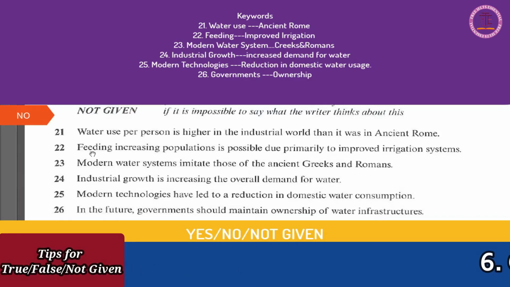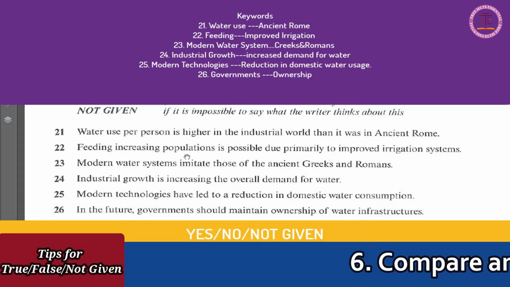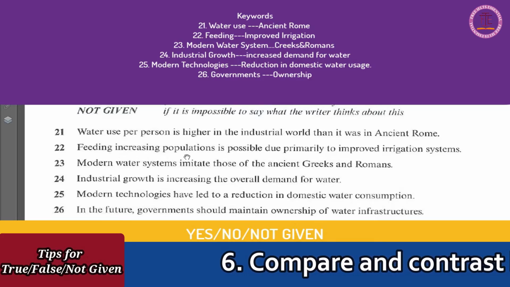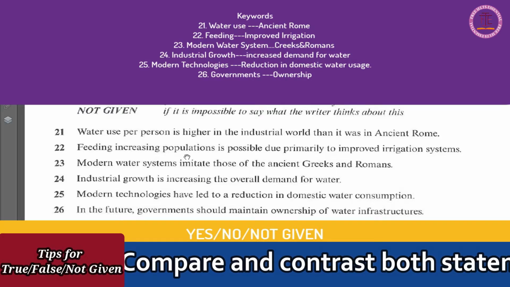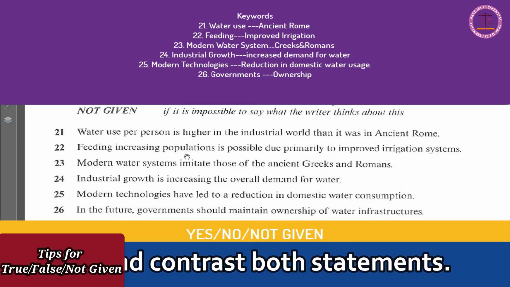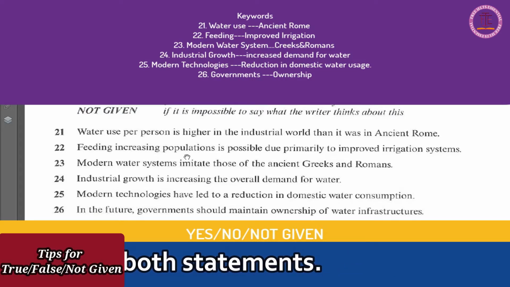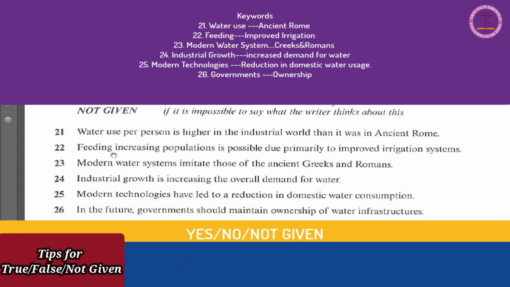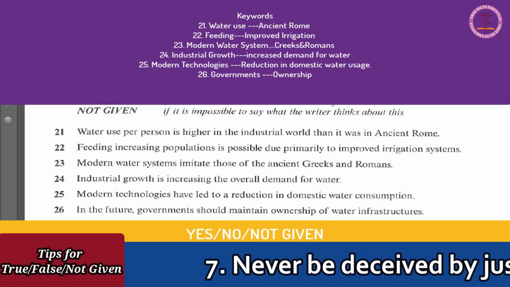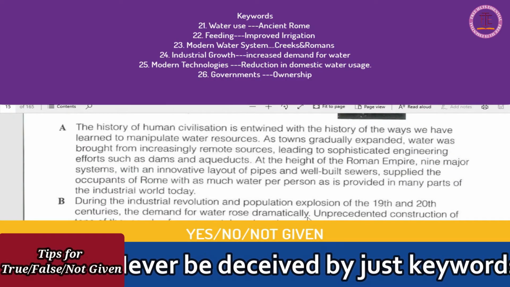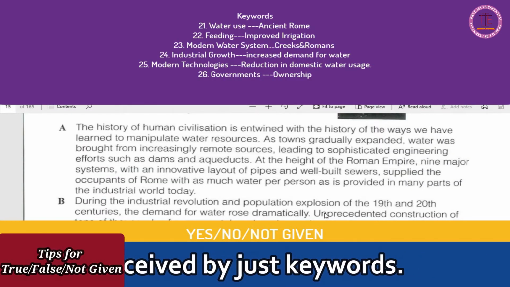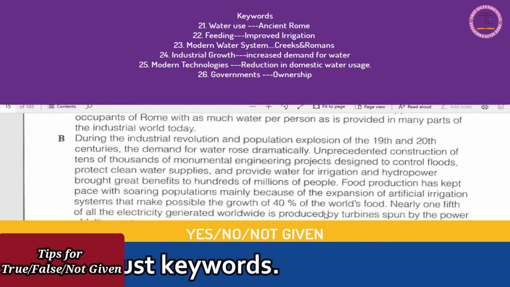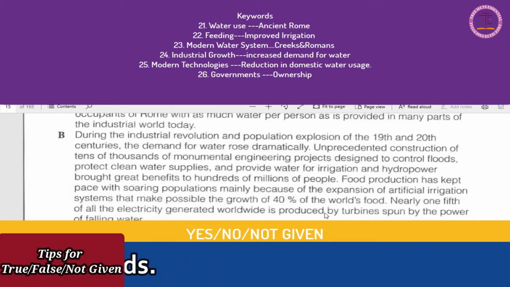It is about feeding increasing populations. Can we find such kind of word related to this one, I mean about food or like this? So it's saying that feeding increasing population is possible. Let's move to the next scanning passage. Okay, and the passage would be from, okay, that's from B.